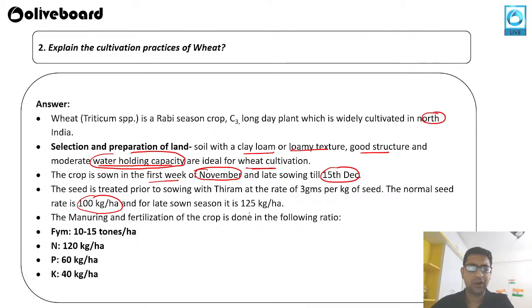For late sowing, you have to use around 125 kg per hectare. The manuring and fertilization of the crop is done in the following ratio: FYM 10 to 15 tons per hectare, nitrogen around 120 kg per hectare, phosphorus 60 kg per hectare, and potassium around 40 kg per hectare. All these fertilizers have to be provided in this ratio.